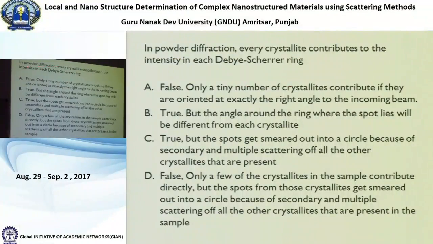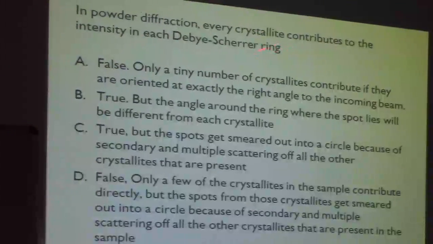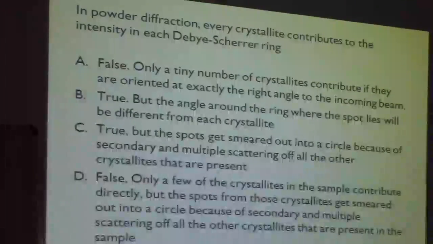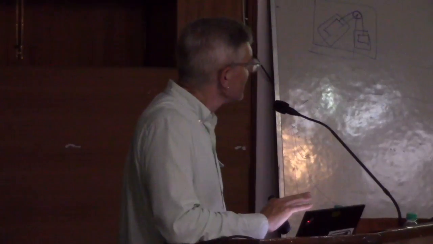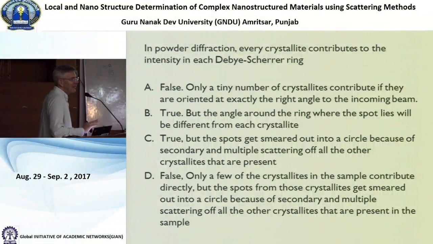So the question is, in powder diffraction, does every crystallite contribute to the intensity? Is that true or false? And actually the answer is that only a tiny minority of grains in your sample contribute to the scattering. They have to be exactly at the orientation for the Bragg relation to hold. So basically, I don't know what the percentage is, but maybe 90% of the crystallites don't diffract at all, and all of your signal is coming from like 10% of them.